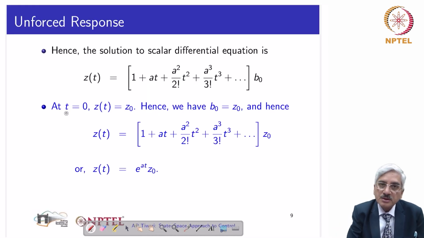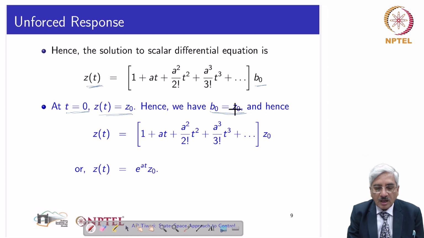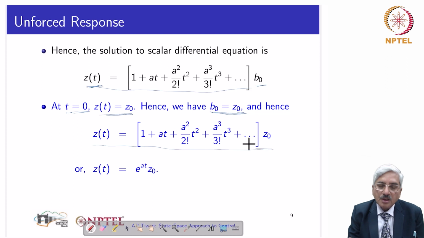At t equal to 0, the initial condition is given as z0. So in this we substitute z0 equal to 1 plus a into 0, a square into 0, etc. So essentially we will have z0 equal to b0, or b0 equal to z0. And this is substituted in this expression to get the solution of z(t). z(t) is 1 plus a t plus a square t square by factorial 2 and so on, multiplied by z0. And we recognize that this is e power at.